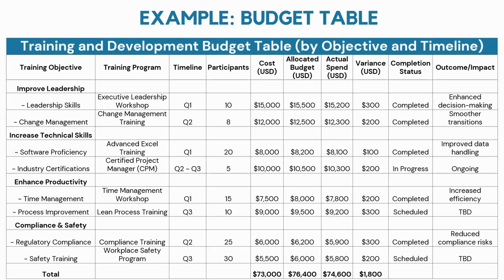Now that we know the entire process, let's look at an example of a training and development budget table. This table is designed to provide a clear overview of how to allocate resources effectively based on specific objectives and timelines. It breaks down the estimated costs associated with different training initiatives, helping you plan and track your spending to ensure your training programs stay within budget while achieving your desired outcomes. Notice how each line item corresponds to a particular objective, ensuring that money spent is aligned with the organization's strategic goals.